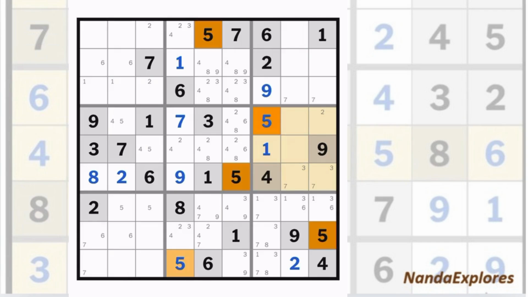So since this is 5, this becomes a 4 and this is a 5. Okay. Then here also we remove 1 and 1. So 1 and 1 can come here. So that means these are the 2 cells where 1 is a likely candidate.